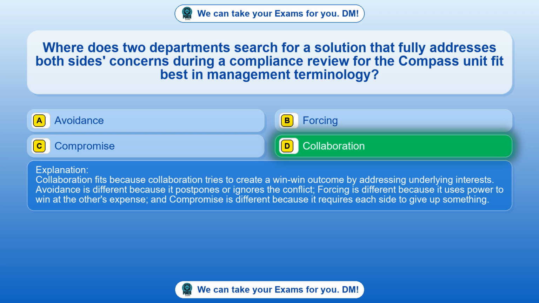Forcing is different because it uses power to win at the other's expense, and compromise is different because it requires each side to give up something.